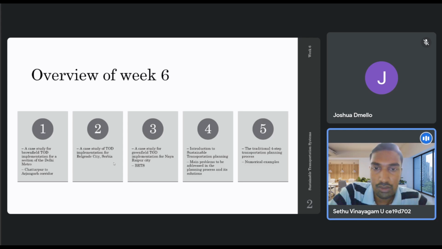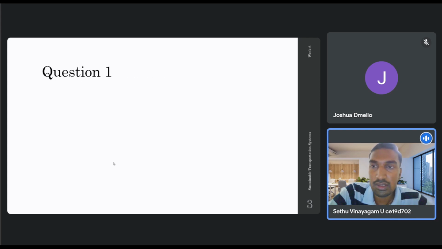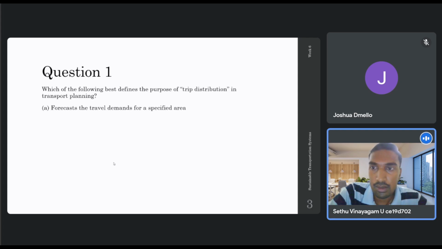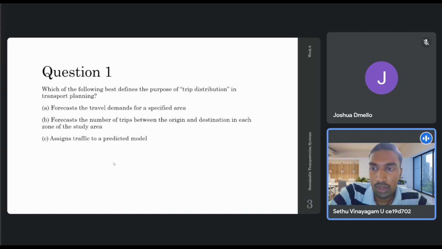Now let's get into some questions related to these. The first question is: which of the following best defines the purpose of trip distribution in transport planning? The options are: A, forecasts the travel demands for a specified area. Option B, forecasts the number of trips between the origin and destination in each zone of the study area. Option C is assigns traffic to a predicted model. And option D is none of these.